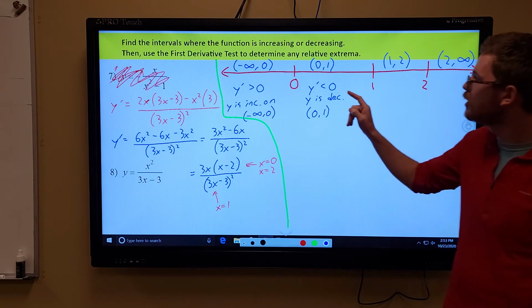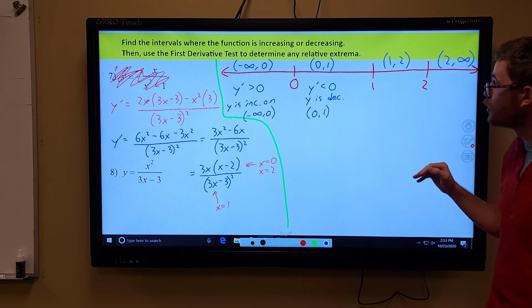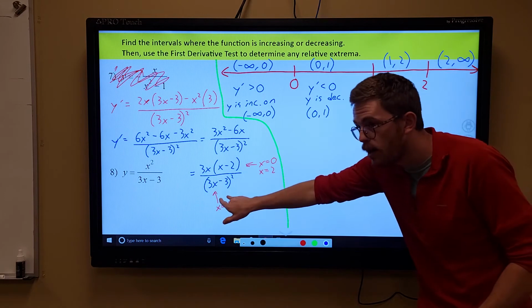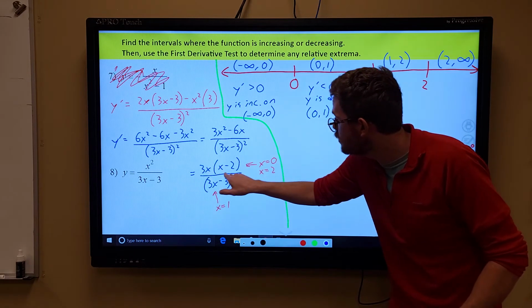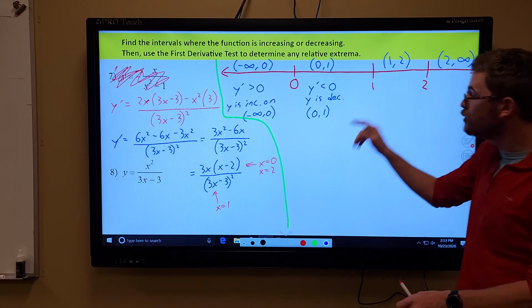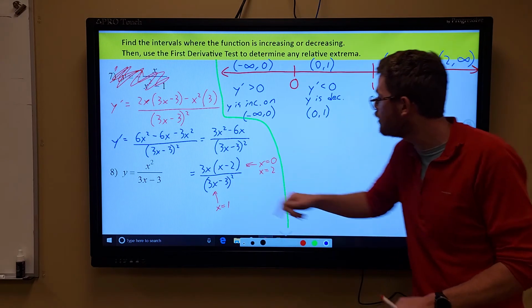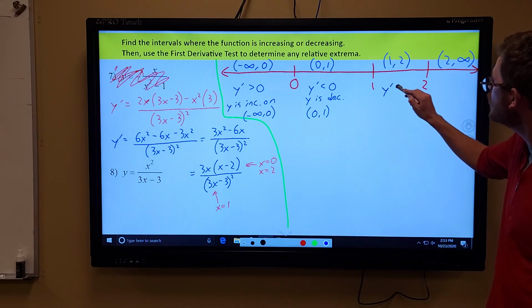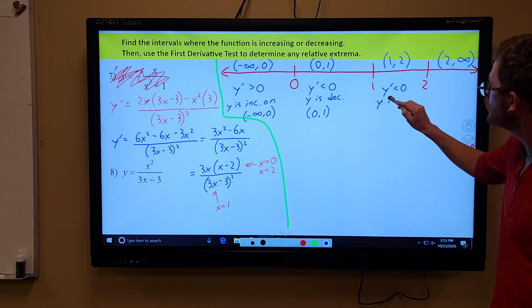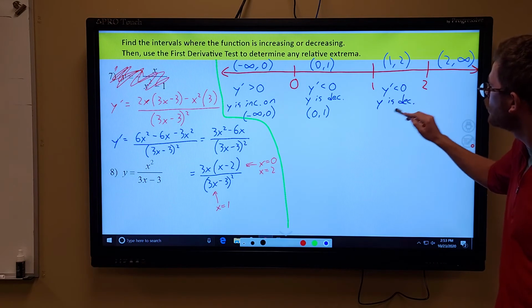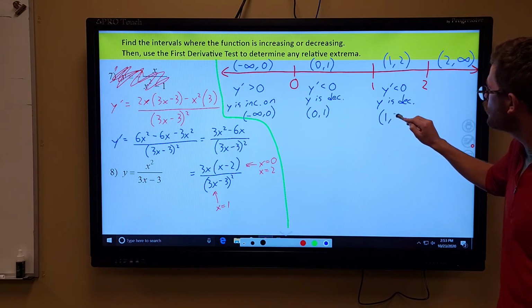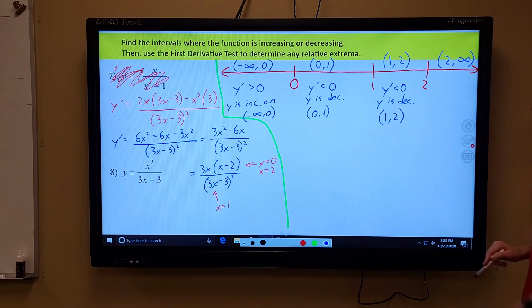And from 1 to 2, I still have 2 more, but 1 to 2 is going to be very similar to 0 to 1, because from 1 to 2, the denominator is positive. Something less than 2 minus 2 is still negative. A positive times a negative is still a negative. So that means our original function is still decreasing on the interval from 1 to 2.